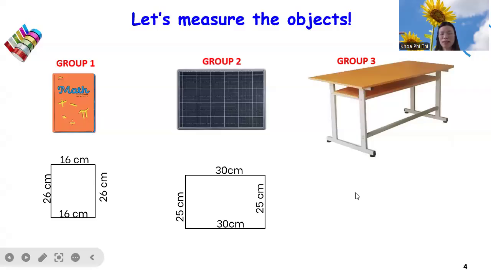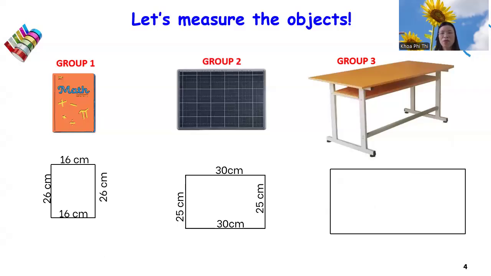And now group 3. What is your measurement? Can you label the length and the width? I'm going to draw the rectangle for the table here. The length is 100 centimeters. And the opposite side is also 100 centimeters. What is the width? It's 45 centimeters. And the other side here is also 45 centimeters. Good job. You have finished our measurement for the objects. The three objects have different measurements.